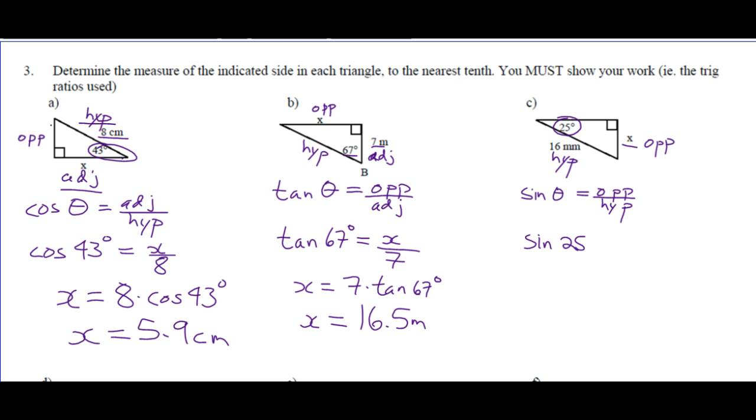So the sine of 25 degrees is equal to x over 16. What do we do to get the x? Multiply both sides by 16, right? So far we've been lucky with working these out, right? Okay, and what do we get? 6.8. What units? Millimeters.